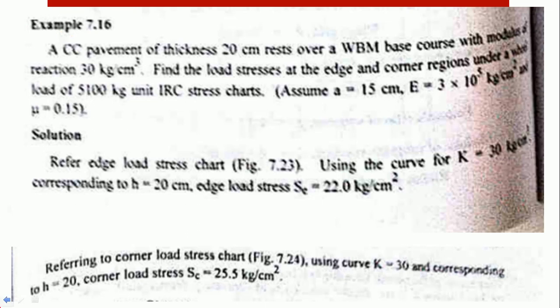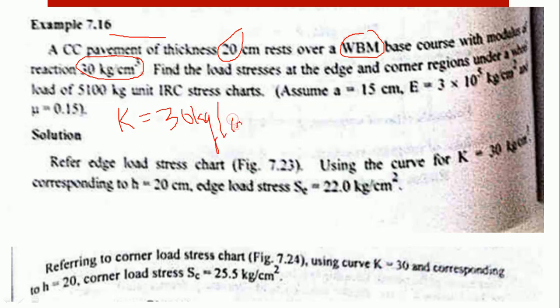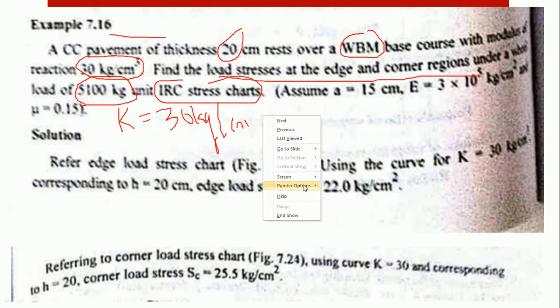So what is the next problem? A cement concrete pavement is there. The thickness of the pavement is 20 centimeter and it is resting on water-bound macadam. The modulus of subgrade reaction, that is the K value, is given as 30 kg per centimeter square. Find the load stress at the edge and corner region under the wheel load of 5100 kg using the IRC chart. So that is the given problem.